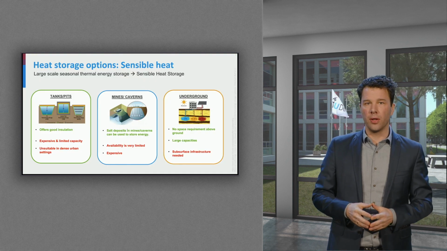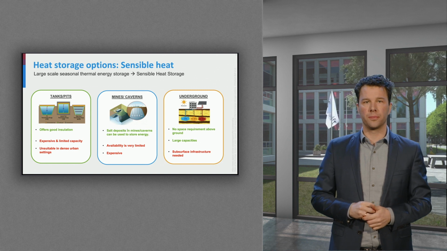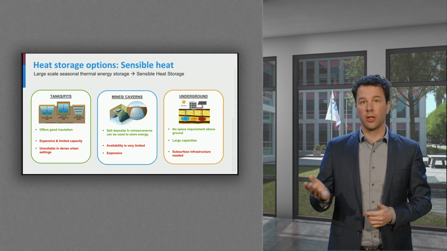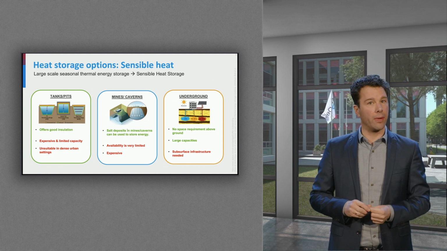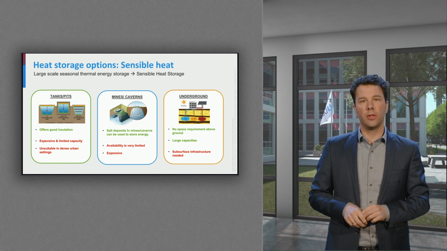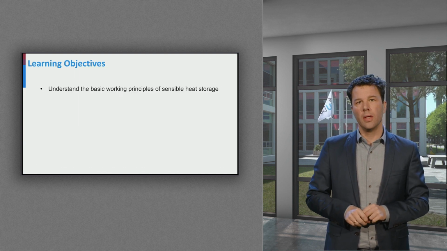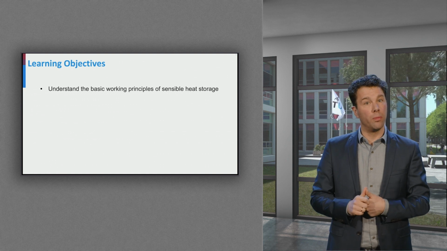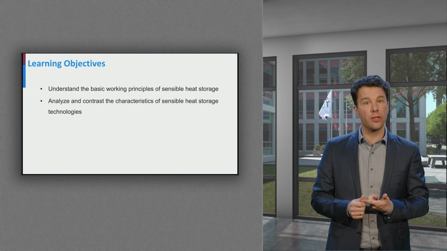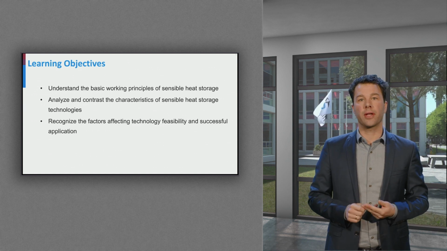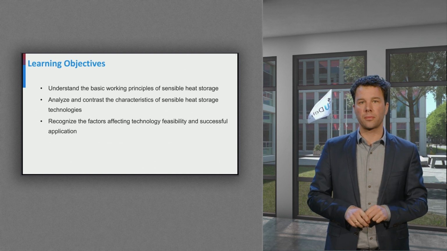In the previous video, we concluded with this overview of sensible heat storage technology options, which include tanks and pits, abandoned mines and the underground. In this video, we will discuss these in more detail. Therefore, we will discuss the basic working principles of sensible heat storage, the characteristics of these heat storage technologies, and which factors affect their feasibility and successful application in practice.